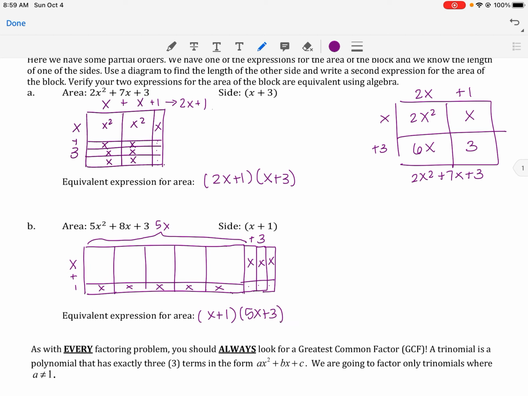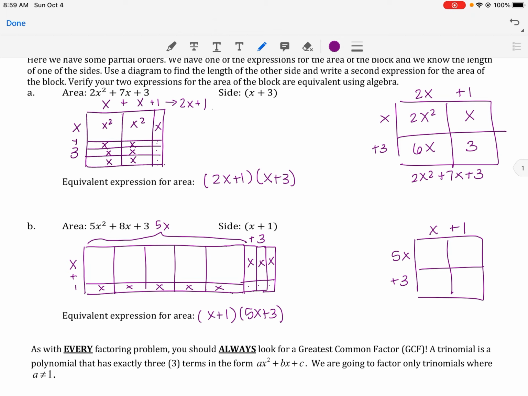And you could flip-flop that, do like 5x plus 3 times x plus 1. That's totally fine. Okay, let's check it by multiplying. If you like distributing, you can keep doing that. If you think this box kind of helps you organize your thoughts, then I think that's good too. So one side is x plus 1. The other side is 5x plus 3.